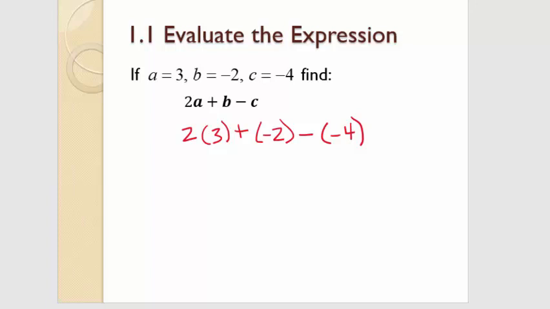So now I want to multiply and divide left to right, so I have 6 plus a -2 minus a -4, that's the same thing as adding 4, and then add or subtract left to right, so 6 plus a -2 is a +4, plus 4 is 8.